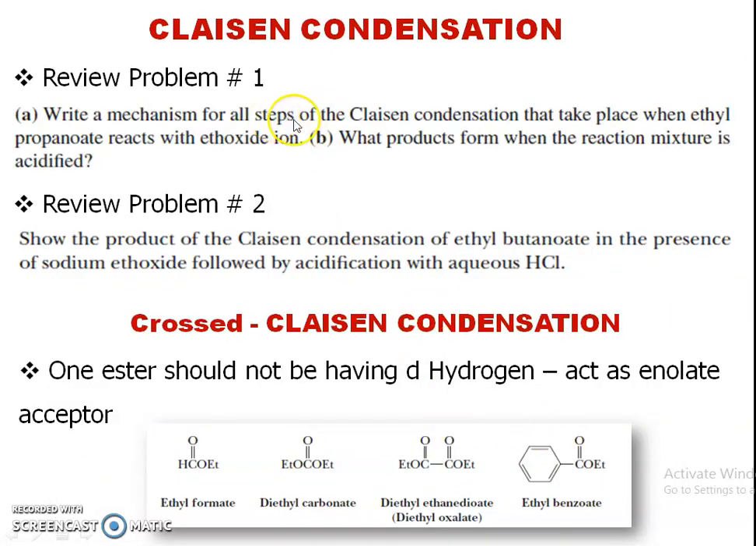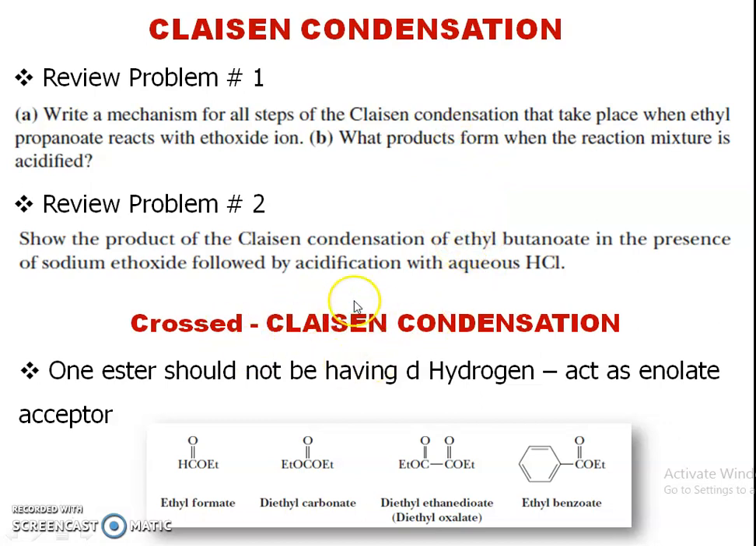And this is the review problem. You have to write the mechanism of the Claisen condensation of ethyl propanoate and ethyl butanoate in the presence of base. You have to do both problems.